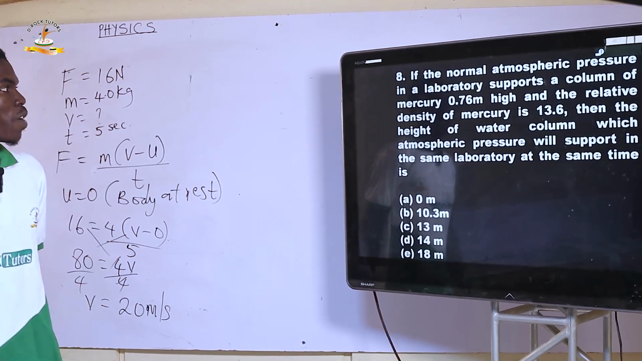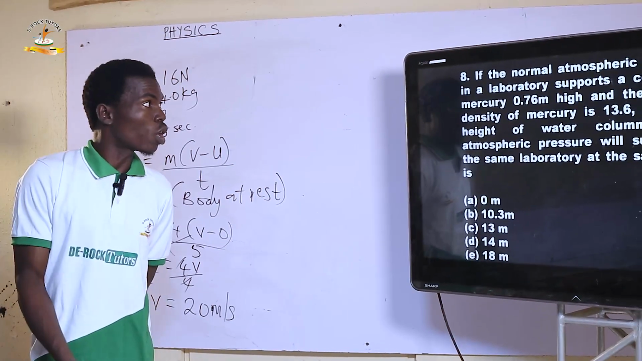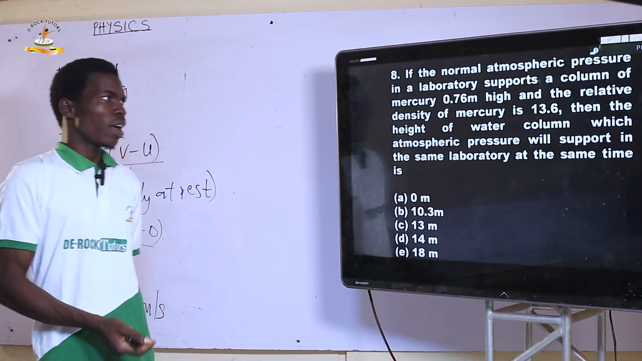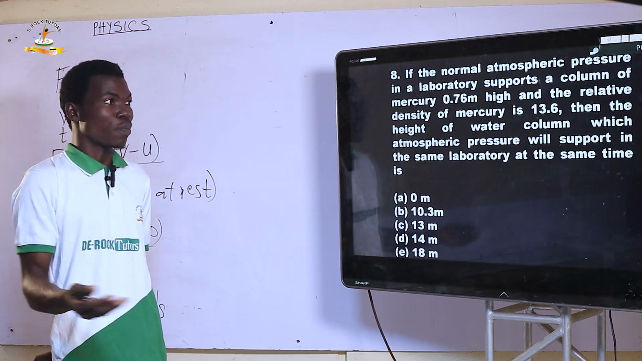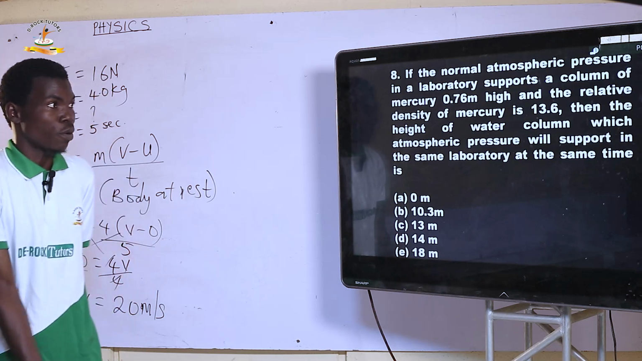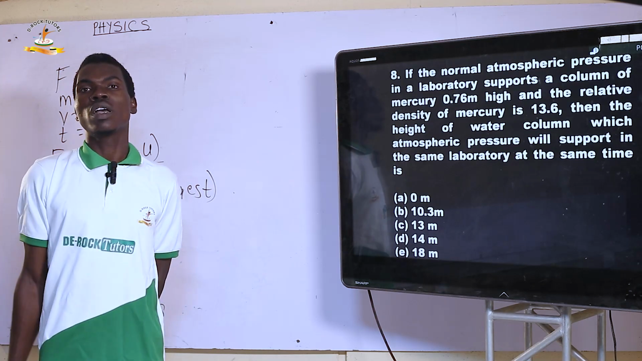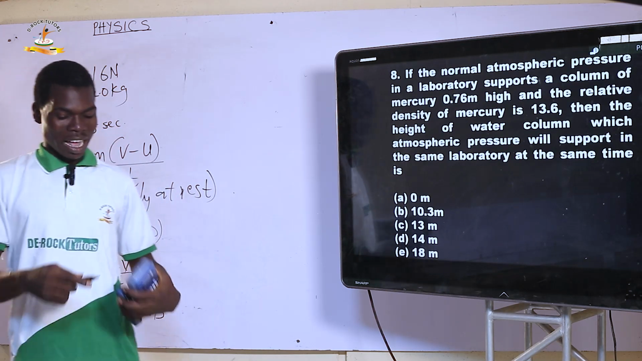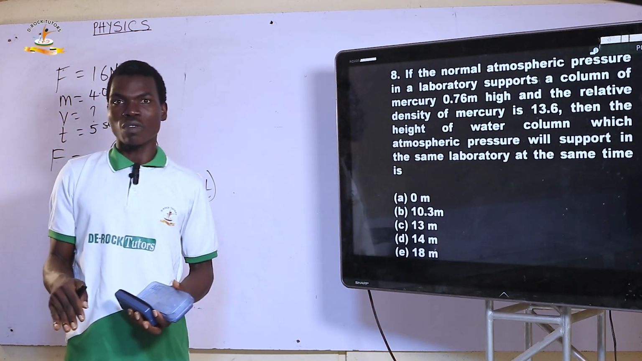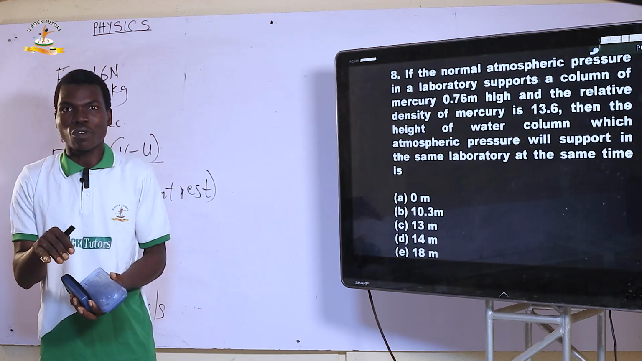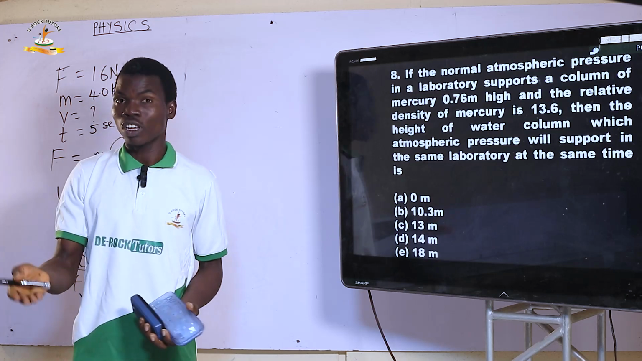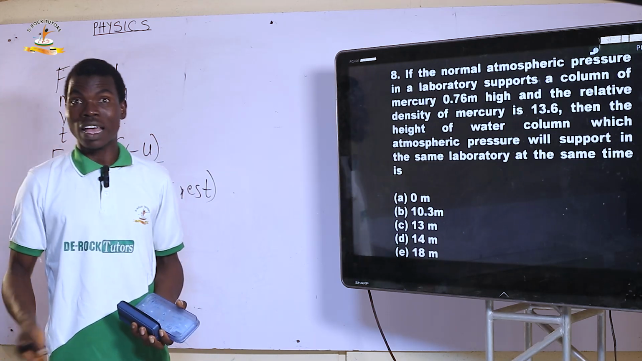If the normal atmospheric pressure in a laboratory supports a column of mercury 0.76 meter high, and the relative density of mercury is 13.6, then the height of water column which atmospheric pressure will support in the same laboratory at the same time is what? This question has to do with pressure. Pressure at any place on the surface of the earth, if the altitude from the sea level is the same, then we are going to observe the same pressure. And that's the principle by which the popular manometer was designed.